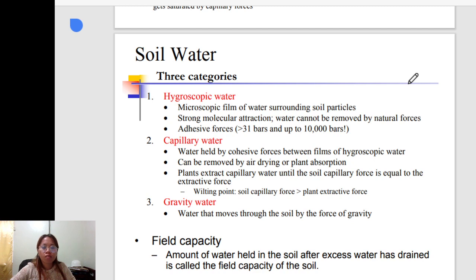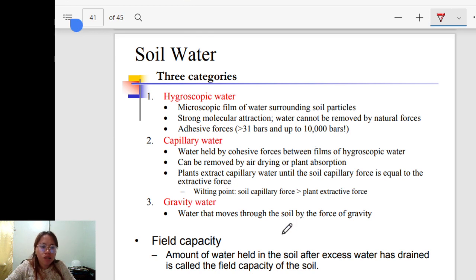We have categories now for soil water. We have the hygroscopic water: a microscopic film of water surrounding soil particles, with strong molecular attraction, and this water cannot be removed by natural forces, adhesive forces. In capillary water, water is held by cohesive forces between films of hygroscopic water and can be removed by air drying or plant absorption. Plants extract capillary water until the soil capillary force is equal to the extractive force, the wilting point.